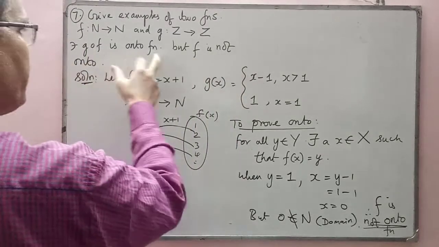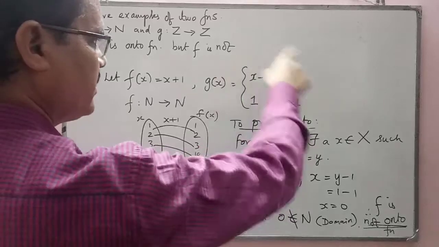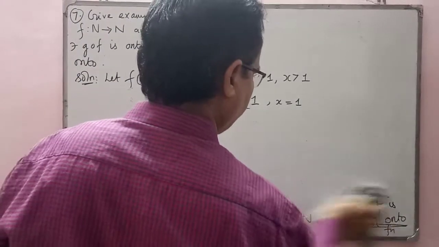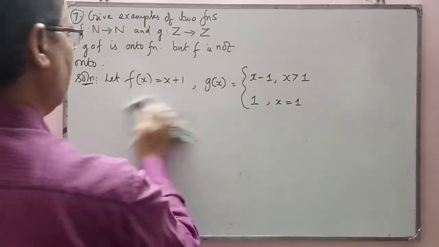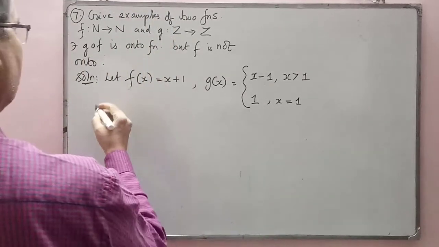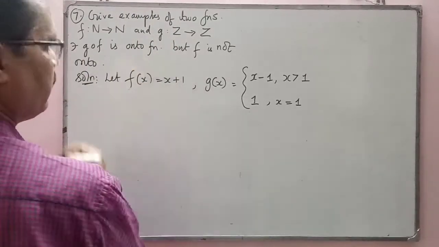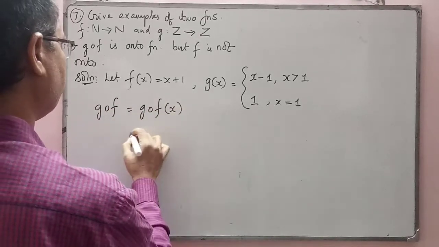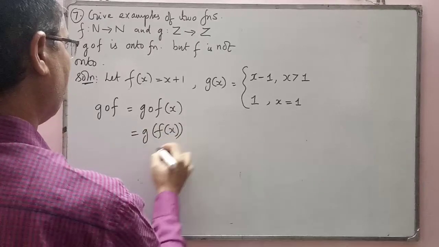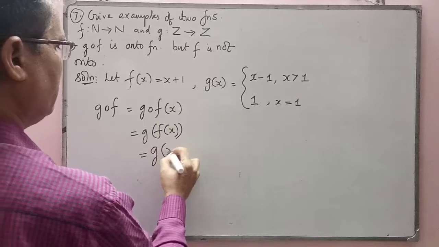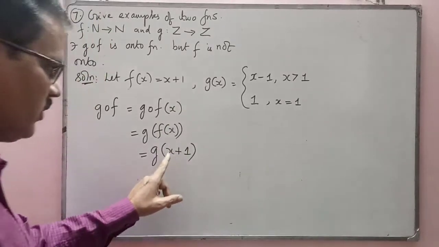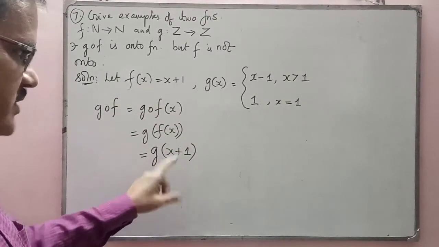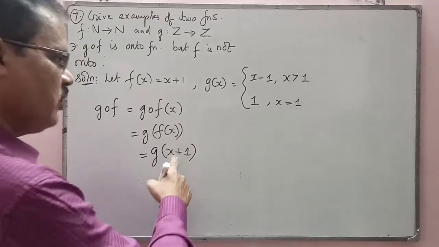Now we need to show that g of f is an onto function. Now let us start. We are trying to show that g∘f is an onto function. What is g∘f? It is g of f of x, which is equal to g of x plus 1. So you can see that whatever the natural number x is, plus 1 will make it greater than 1, correct? The first number you take is 1, 1 plus 1 is 2.